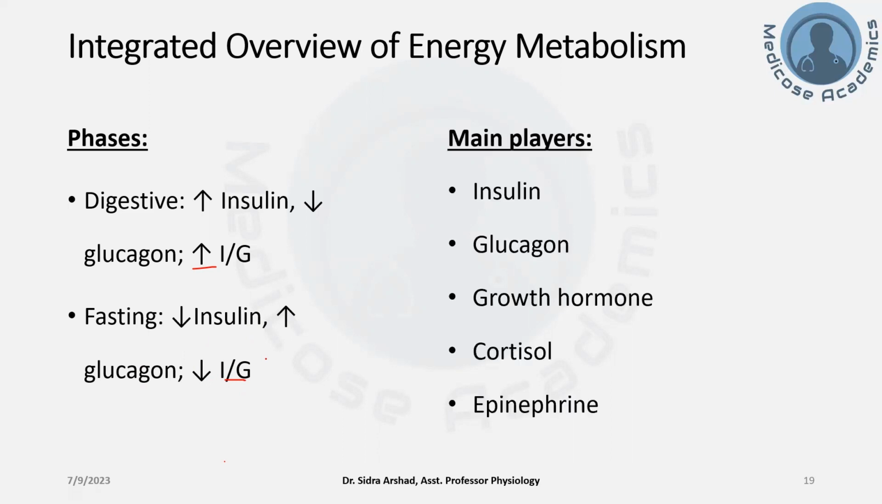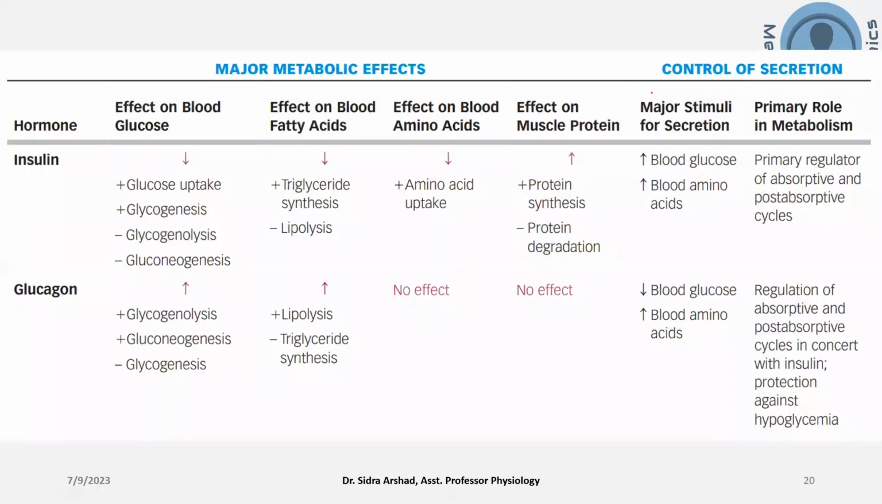There are other players which are involved in the energy metabolism. These are growth hormone, cortisol, and epinephrine. So insulin, glucagon, growth hormone, cortisol, and epinephrine are involved in the energy metabolism. We are going to review them together one by one. So this table shows the major metabolic effects of insulin and glucagon, which we can use to summarize and revise those, and control of their secretion in various metabolic stages.